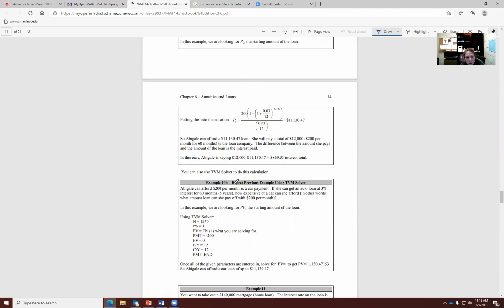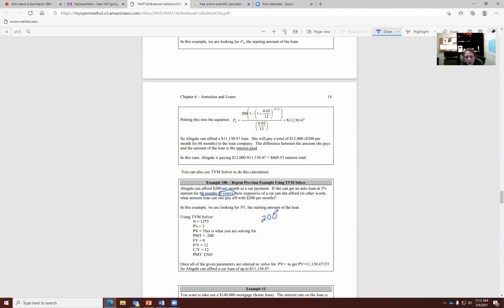Abigail can afford $200 per month as a car payment. If she can get an auto loan at 3% interest for 60 months, which is 5 years, and we always talk about years. If you're given it in months, you need to convert it to years. How expensive of a car can she afford? In other words, what amount of loan can she pay off with $200 per month?